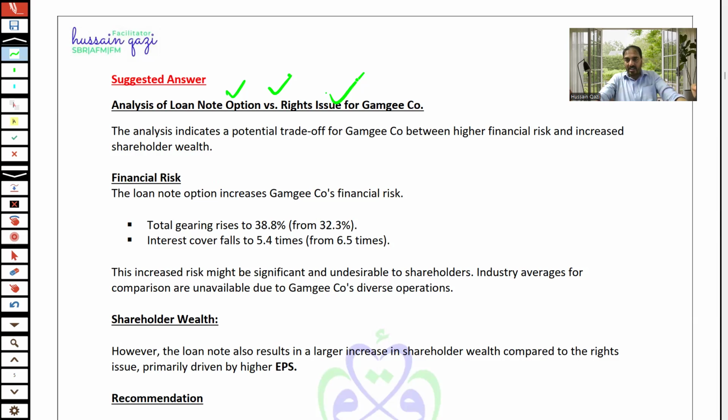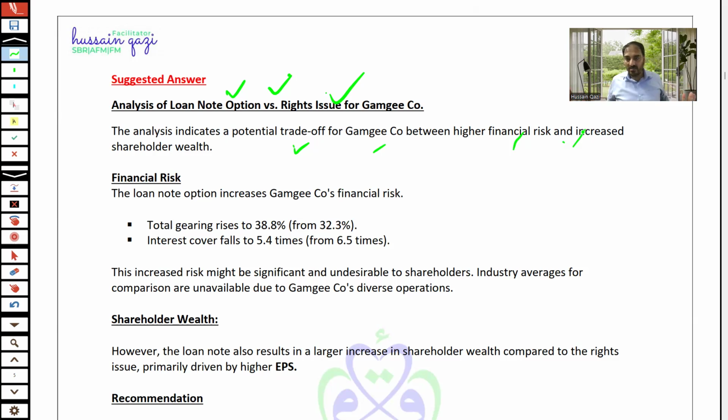You must write the first statement in a very simple way. Relax, the first statement is very simple. With a simple first statement, you will get two benefits: your confidence will build up, and your momentum will be established to write more. So the first statement is: the analysis indicates a potential trade-off for Gamgee company between financial risk and shareholder wealth.